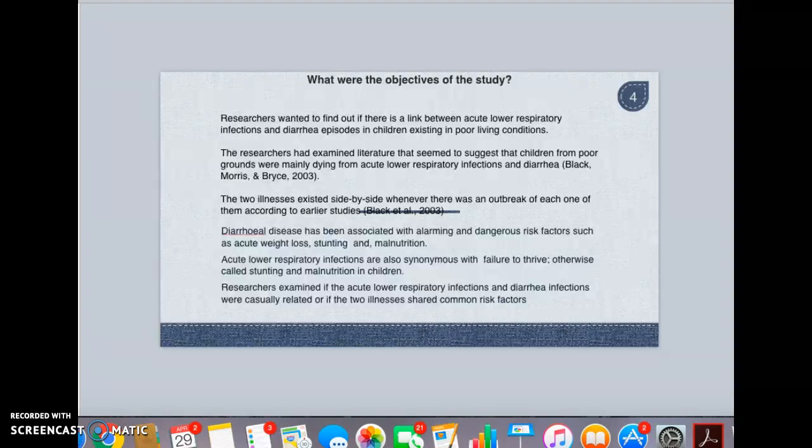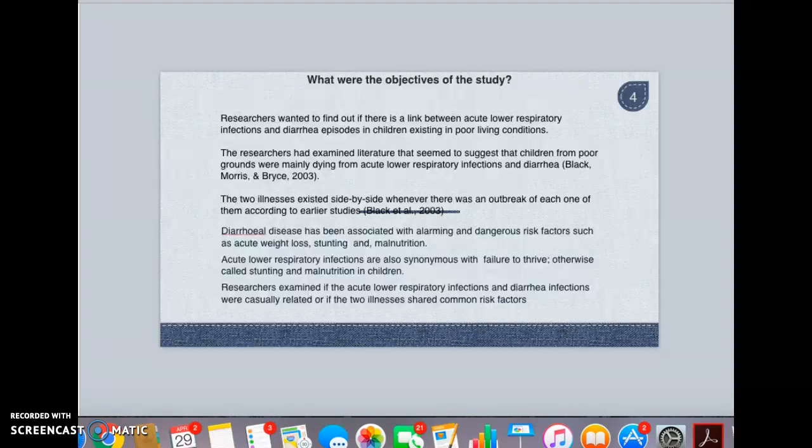What are the objectives of the study? Researchers wanted to find out if there is a link between acute lower respiratory infections and diarrhea episodes in children existing in poor living conditions. Researchers had examined literature that seemed to suggest that children from poor backgrounds were mainly dying from acute lower respiratory infections and diarrhea. The two illnesses exist side by side whenever there was an outbreak of each one of them, according to the earliest studies. And that was put out in 2003. So it's more recent than not.